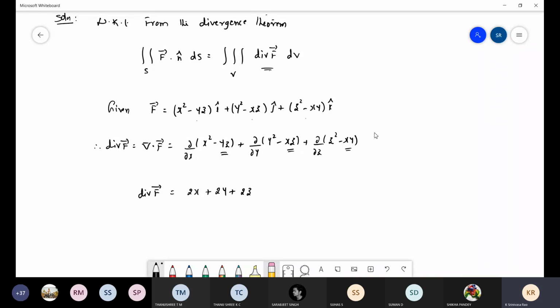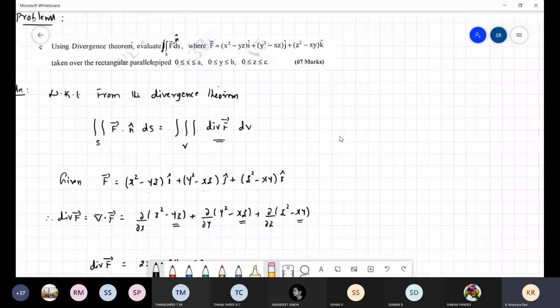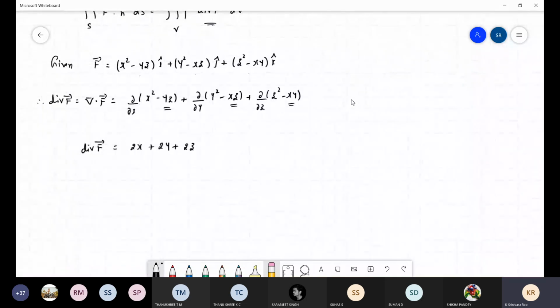But the thing is, I want to integrate, and this should be a triple integral, and the region is given. Sorry, the surface is given. What is the surface? It is a rectangular parallelepiped. So if you want to draw that, it is a rectangular box. Just a minute, I will draw it here, three-dimensional.